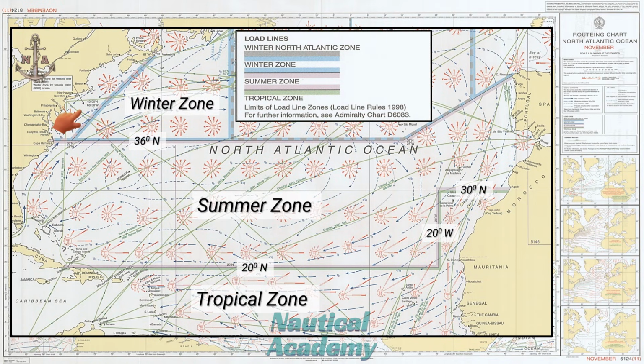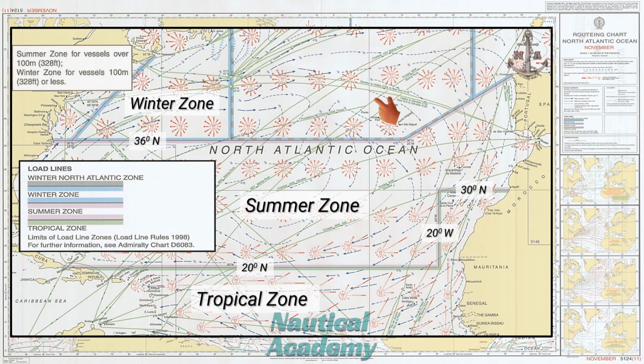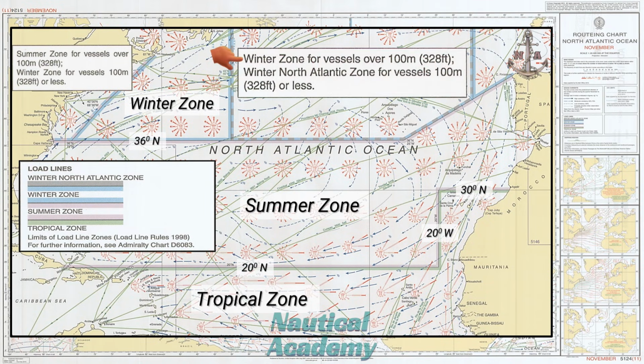This region, with alternating light blue and pink shading, tells us that it is summer zone for vessels over 100 meters and winter zone for vessels 100 meters or less. Similarly, the area with alternating light blue and gray shading indicates winter zone for vessels over 100 meters and winter North Atlantic zone for vessels 100 meters or less.